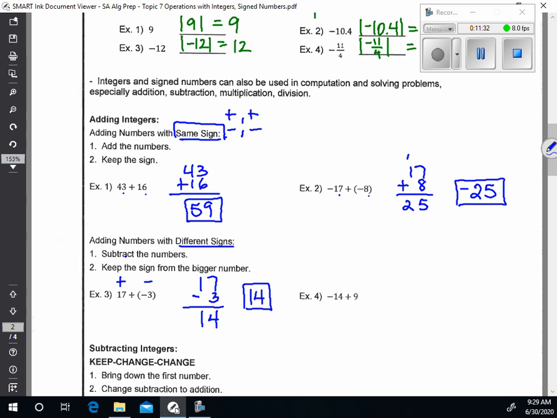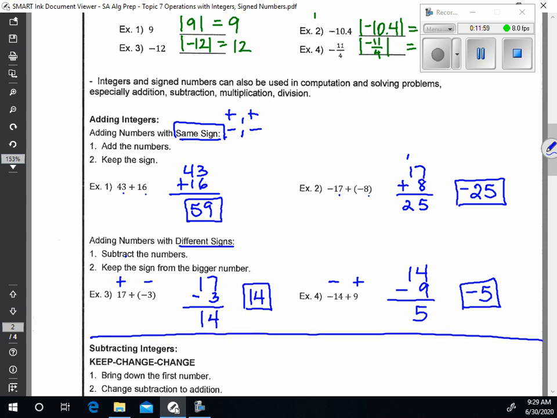With example 4, you have negative 14 plus 9. 14 is negative, 9 is positive. So we do 14 minus 9, which is 5. And since 14 was the bigger number, your answer would be negative 5. So the key thing with adding is you have to look to see, are the signs the same or are they different? If they're the same, there's one set of rules, but if they're different, there's another set of rules. So that's adding.